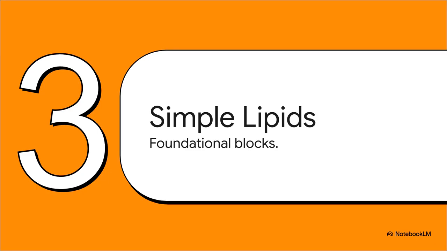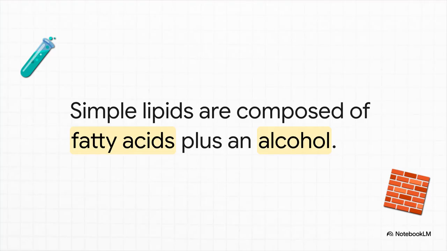First up, we've got the foundation of the entire family, simple lipids. Let's see what makes them tick. You know, the recipe for a simple lipid is surprisingly, well, simple. It's just two basic ingredients. You take some fatty acids and you combine them with an alcohol. That's the core structure we're going to see over and over.